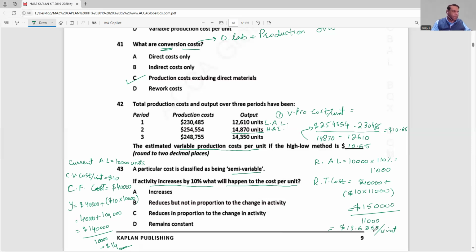It is decreasing. First, A, increases, it is incorrect. Remains constant, it is also incorrect. Reduces but not in proportion to the change in activity, reduces in proportion to the change in activity. So we can solve. Current is 14 minus revised 13.6363 divided by current into 100. We can calculate the percentage that it is reducing by how much percent? It is reducing by 2.5%, or we can say 2.59 or 2.6%.